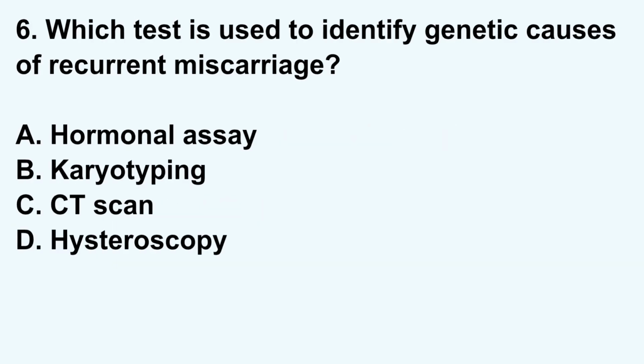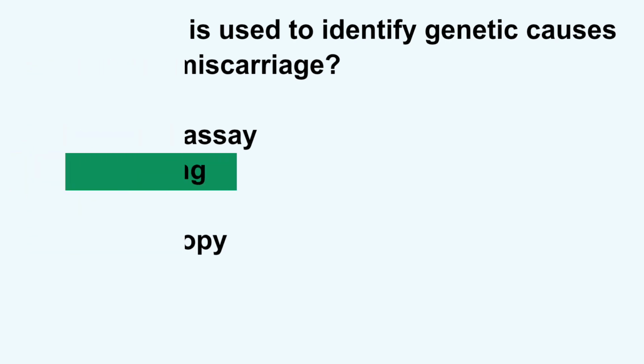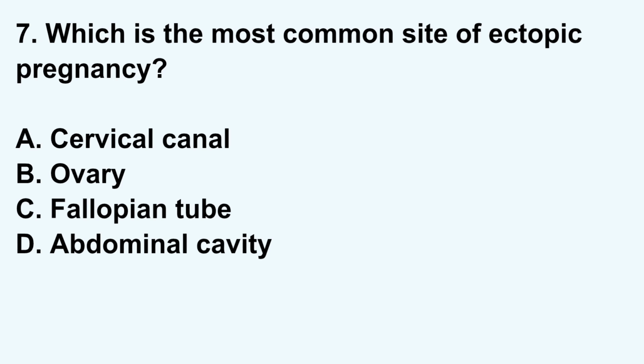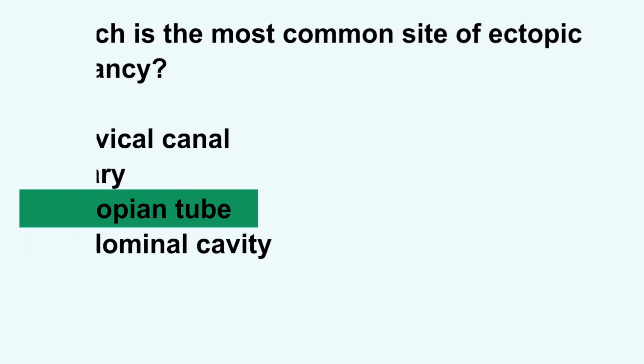Which test is used to identify genetic causes of recurrent miscarriage? A. Hormonal assay. B. Karyotyping. C. CT scan. D. Hysteroscopy. Correct answer, B. Karyotyping. Which is the most common site of ectopic pregnancy? A. Cervical canal. B. Ovary. C. Fallopian tube. D. Abdominal cavity. Correct answer, C. Fallopian tube.